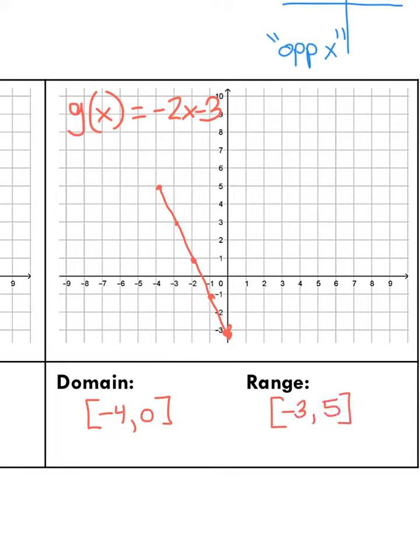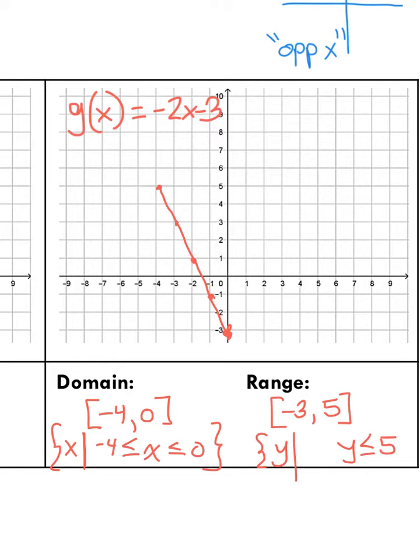So let's go ahead and write that. x is less than or equal to 0, greater than or equal to negative 4. We might as well write this in set notation, remember? The set of x values such that x is less than or equal to 0 and greater than or equal to negative 4. And our set of y values, our range, such that y is less than or equal to 5 and greater than or equal to negative 3.